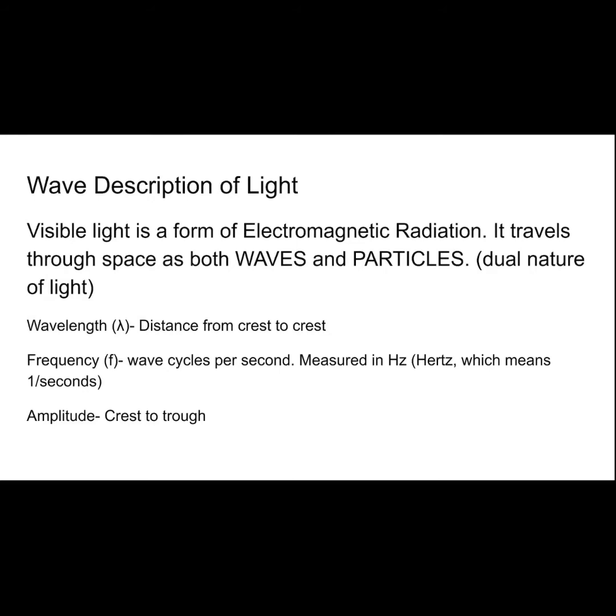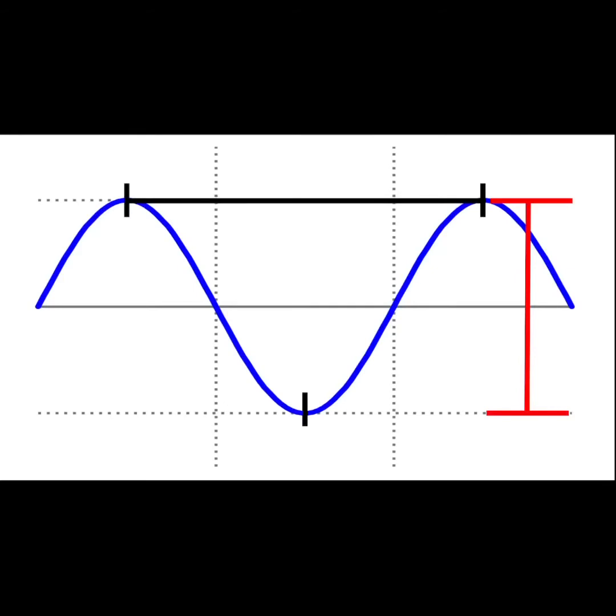Visible light is a form of electromagnetic radiation. It travels through space as waves and as particles. So a wavelength has that weird little symbol that's called a lambda. That's the distance from crest to crest of a wave. The frequency is how many wave cycles per second, and it's measured in hertz. And then finally, amplitude is the crest to the trough. So the very top of the wave all the way to the bottom of the wave.